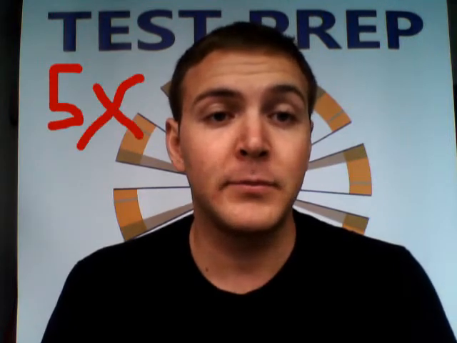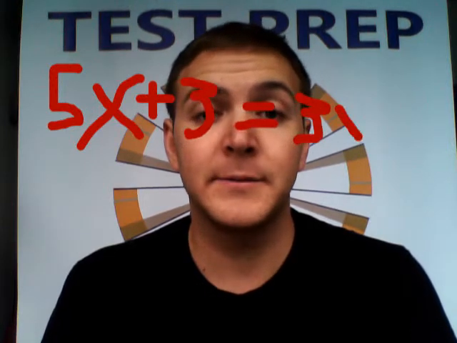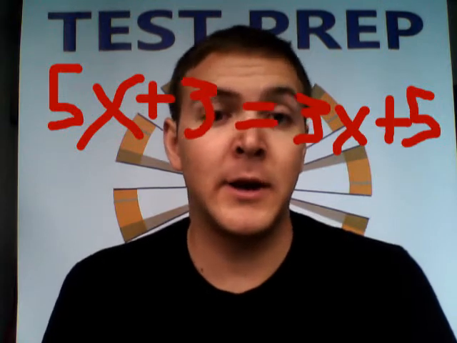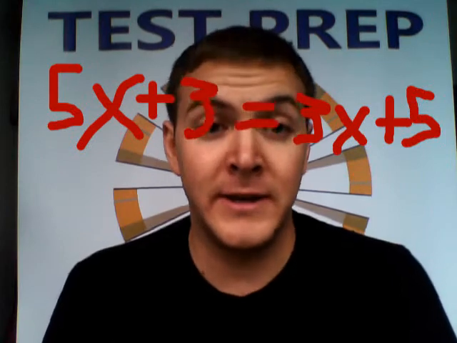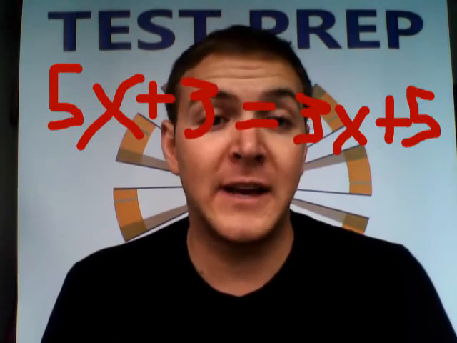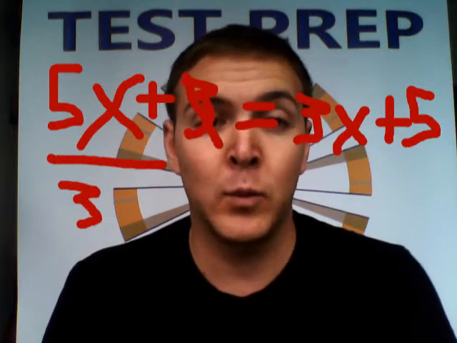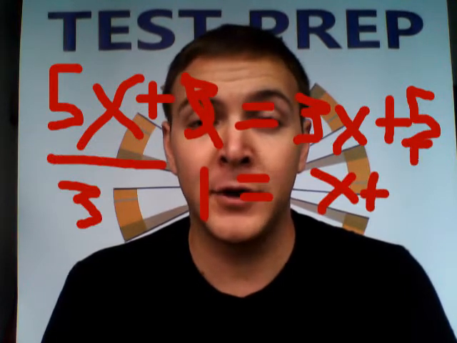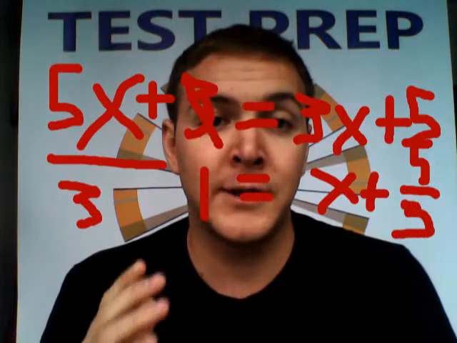Let me give you an example. Let's say that we have 5x plus 3 equals 3x plus 5. Now, let's say we wanted to simplify this and we said, all right, why don't we just divide both sides by 3? That would be an absolutely terrible idea. The reason for that being that if we divide both sides by 3, what we end up getting is 5/3 x plus 1 equals x plus 5/3. That's a complete nightmare.